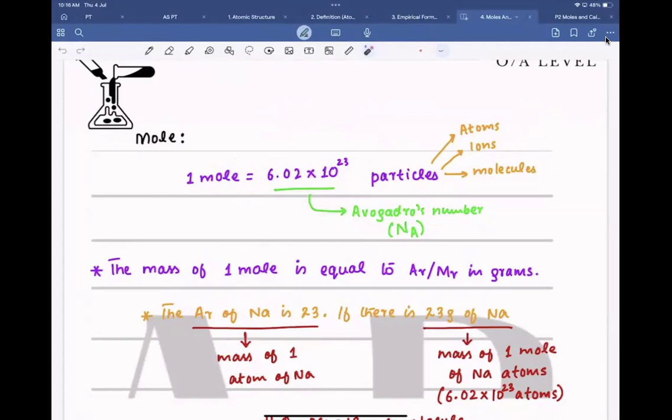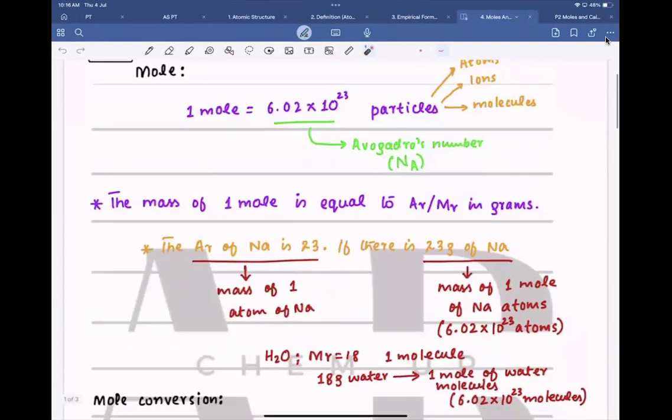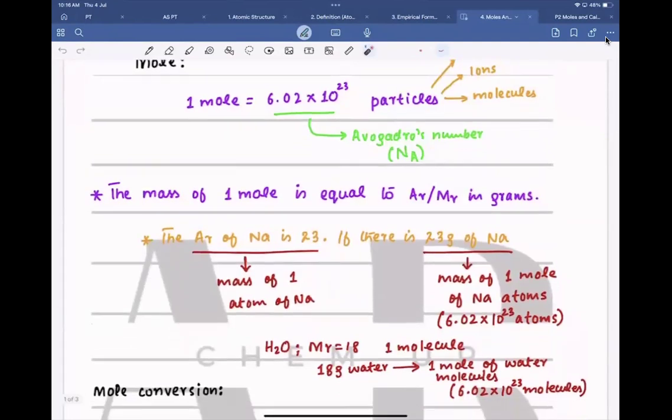Yes, sir. Okay. Second important thing that you have to remember is that the mass of 1 mole is equal to its AR or MR in grams. Okay. For example, here we have a few examples. I will give a few more examples to make this concept clear.